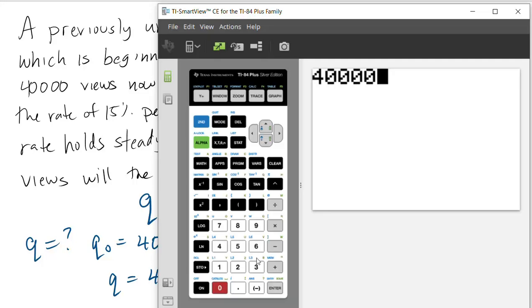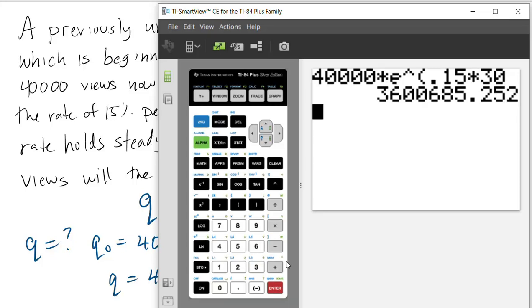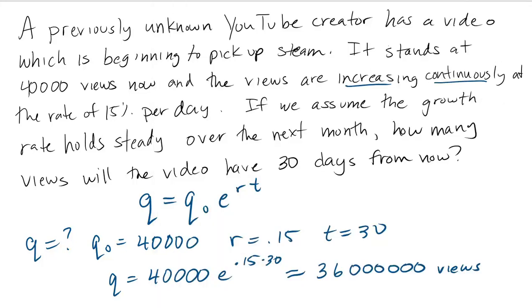40,000 times e to the 0.15 times 30. After 30 days, this will have grown to just over 3.6 million views. That's how I'm going to round this.